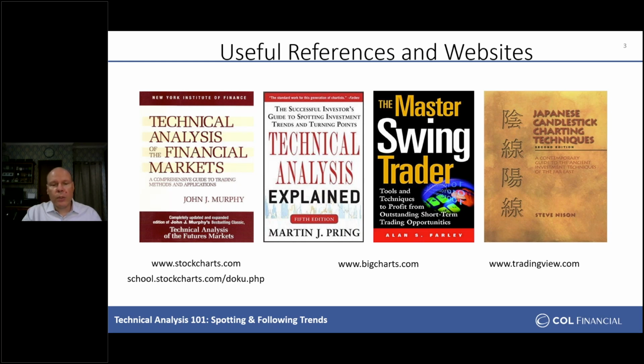Also, for those who want to further their education here, under stock charts, they do have an area there called school.stockcharts.com/docu.php, and in here you see a lot of references on the material I'll be talking about today, and it's really very educational. So when you have time, do go ahead and do that. The author of this is also John Murphy, and he's contributed to the articles on that website. So at least you know that you're learning from someone who's quite experienced already in the industry.